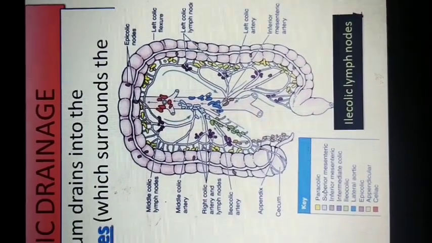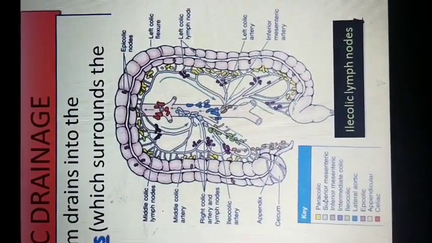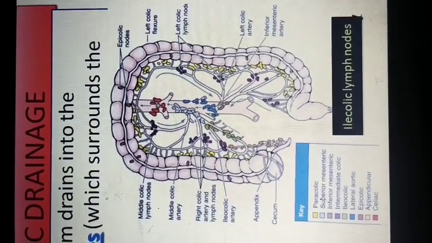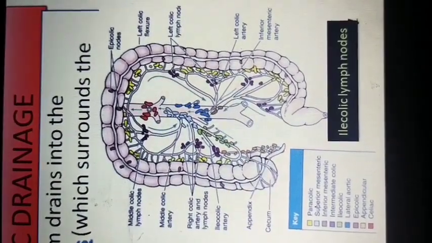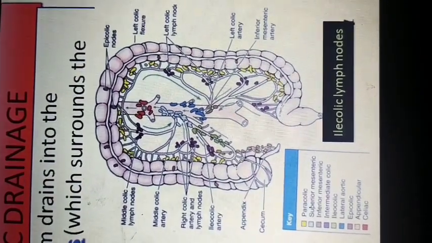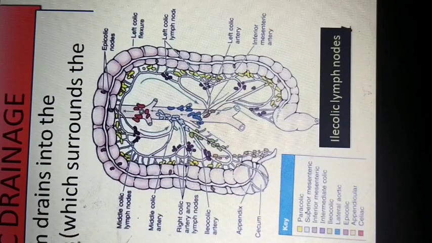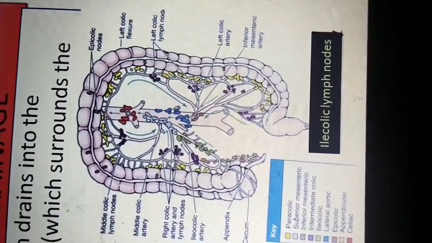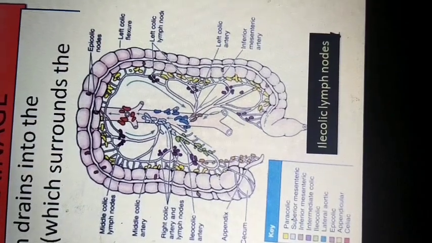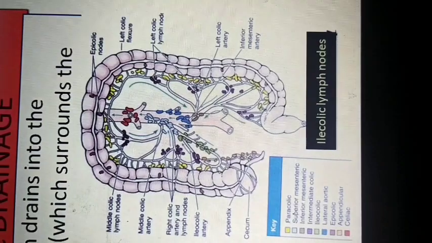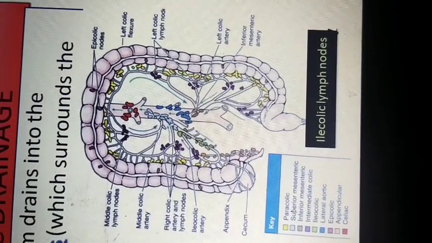The lymph nodes are mainly divided like this. The cecum is mainly drained by the ileocolic lymph nodes. Ileocolic lymph nodes drain into the superior mesenteric lymph nodes. Superior mesenteric lymph nodes at last drain into the celiac lymph nodes. Celiac lymph nodes drain into the cisterna chyli. Like that the lymphatic drainage is there.